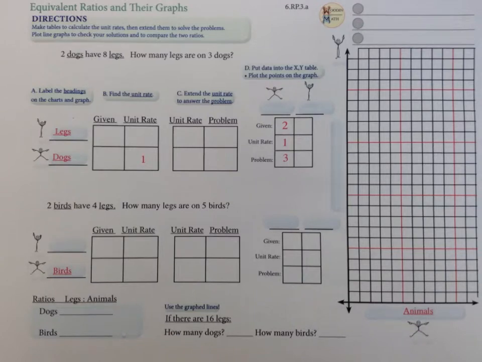Let's explore some proportions using unit rates. Alright, we're given a problem. 2 dogs have 8 legs. How many legs are on 3 dogs?